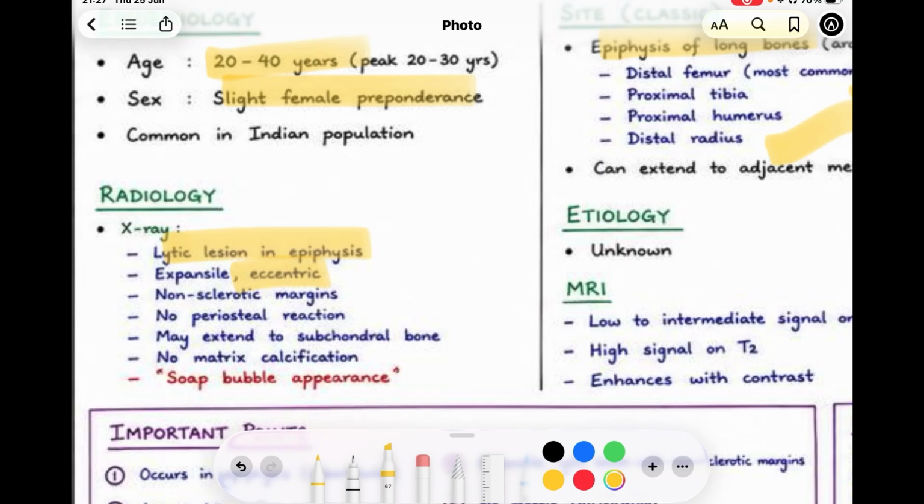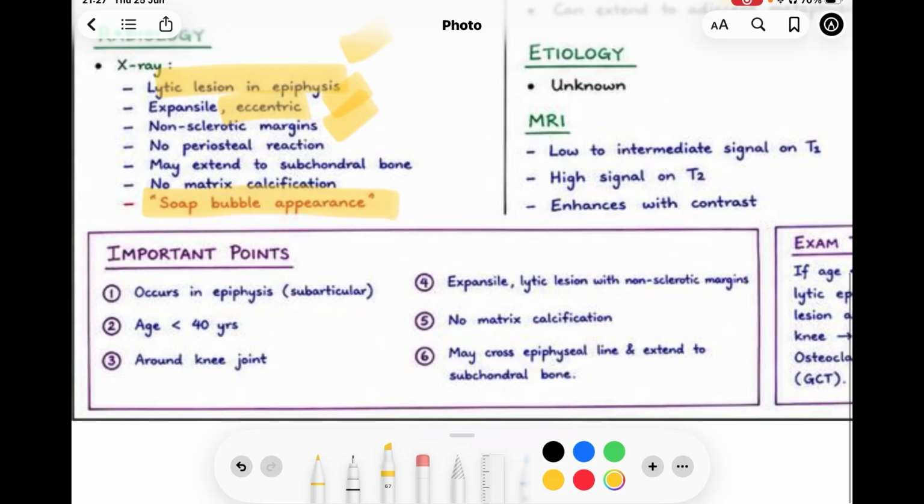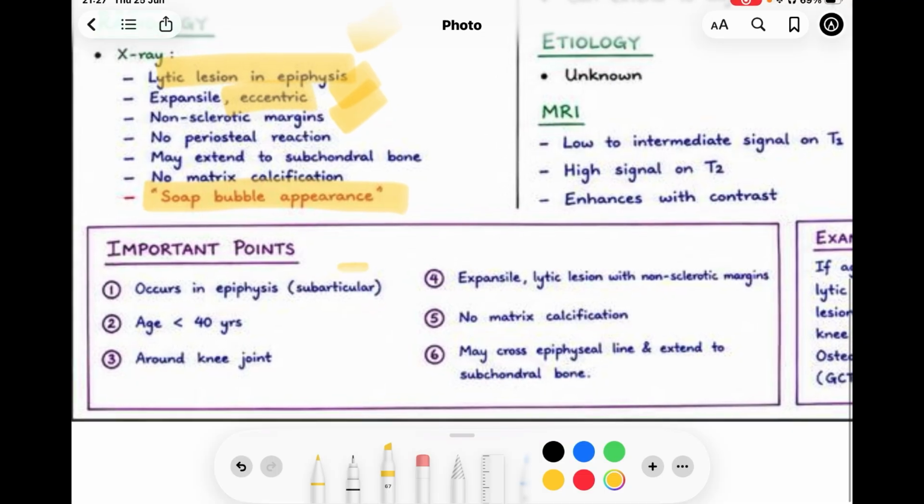These are the radiological features of giant cell tumor. You have to remember this, as this angle is tested more often in your examinations. So you have to remember at least 3 to 4 points. Soap bubble appearance, the classic feature, lytic lesion, it is eccentric, and non-sclerotic margins are there. So these are the important points up till now. It occurs in the epiphysis, age less than 40 years, and it is most commonly seen around the knee joint. You can also see it in the distal radius.